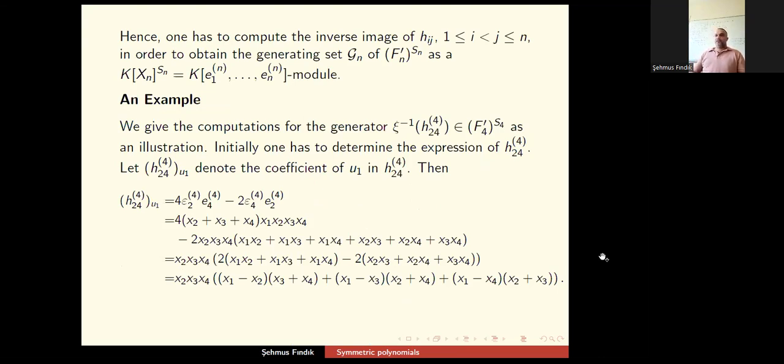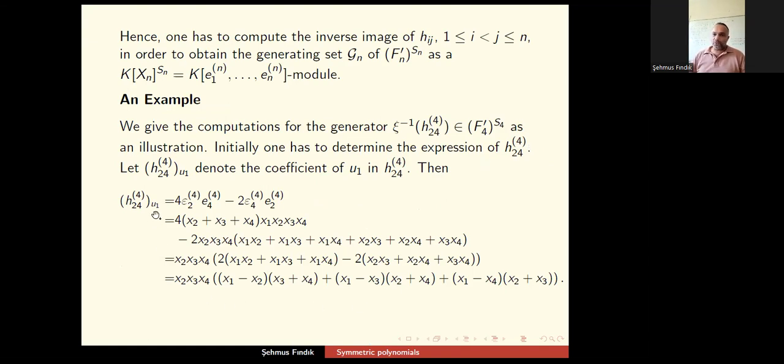In this theorem, everything can be written more easily, and as an illustration, maybe we can give an example. For example, when you have an element of length 4 in terms of commutators, in particular H24 to the 4, how do we compute it? First of all, H24 to the 4 is a very long expression.